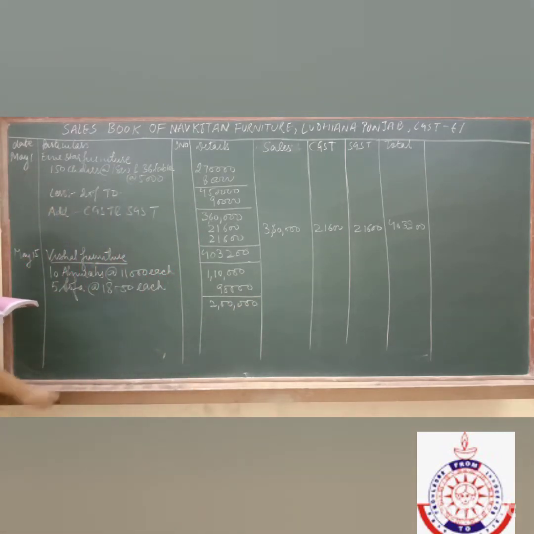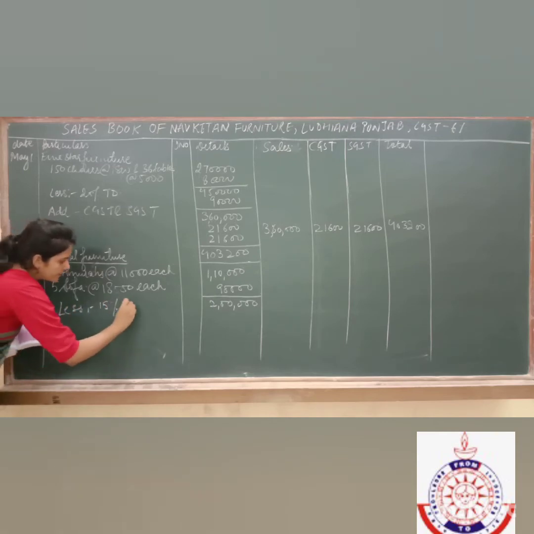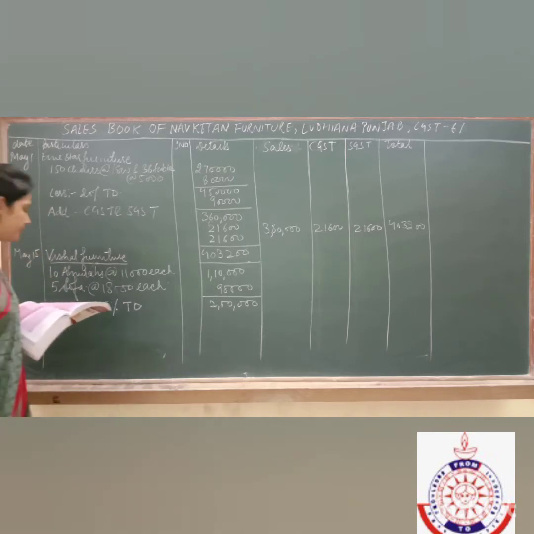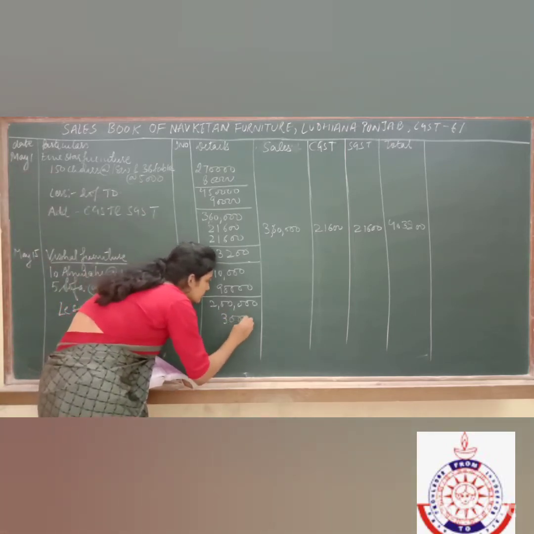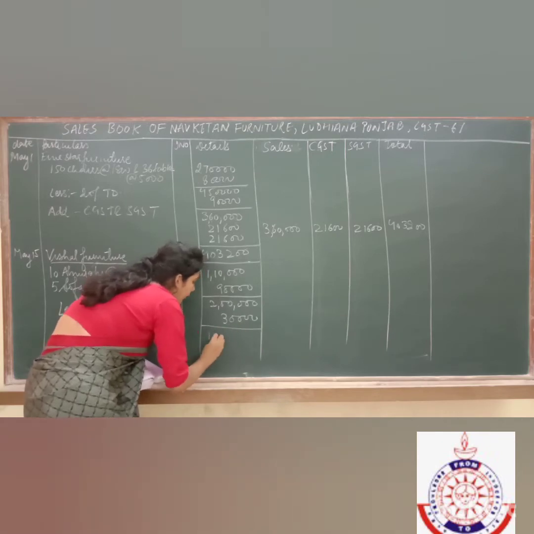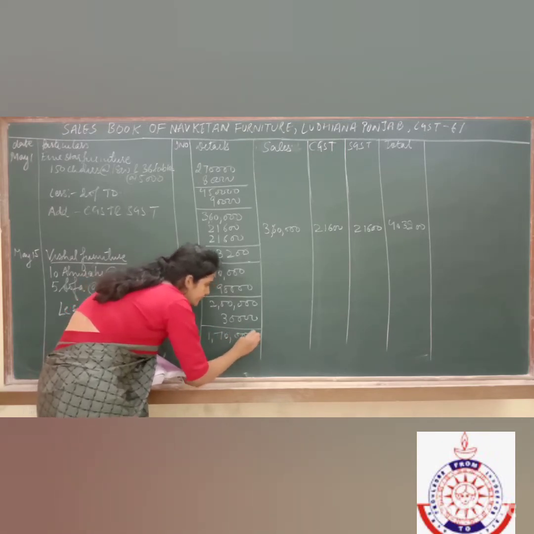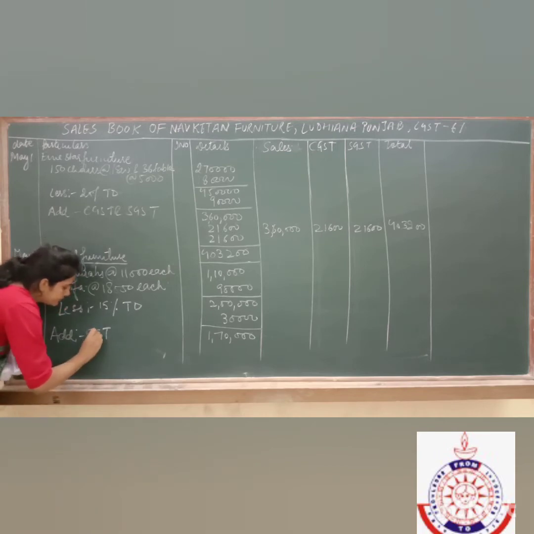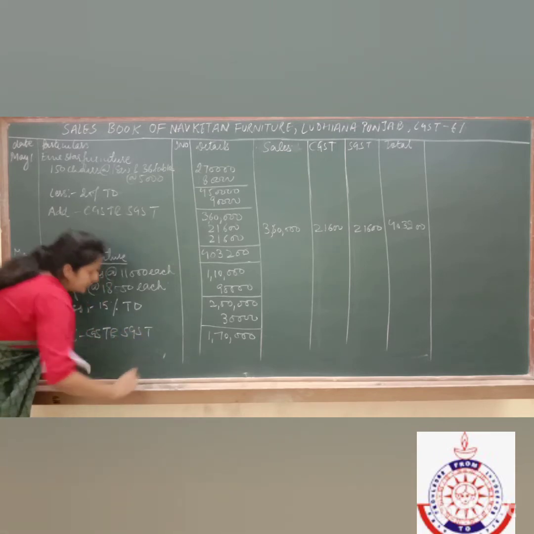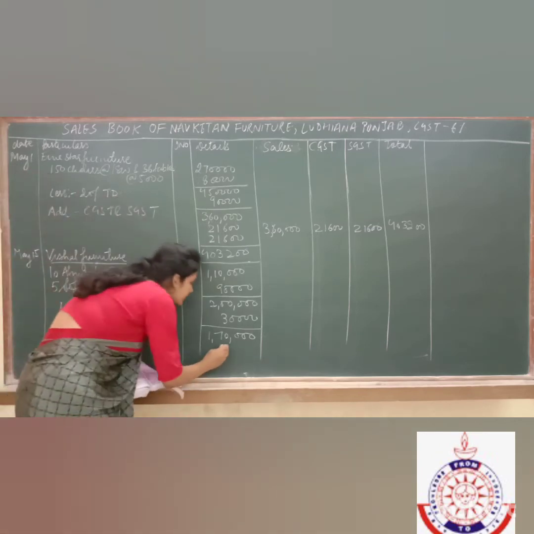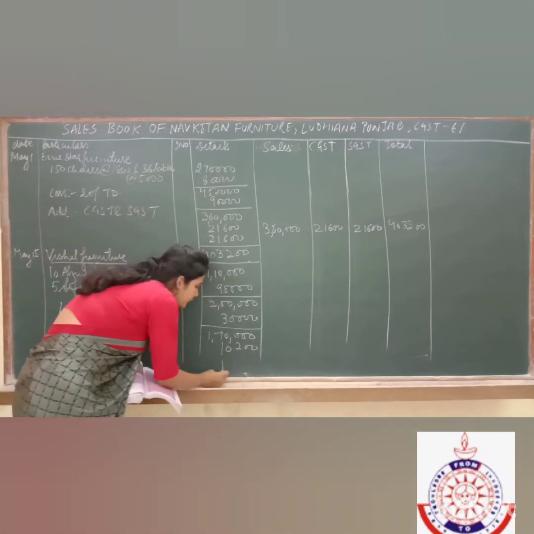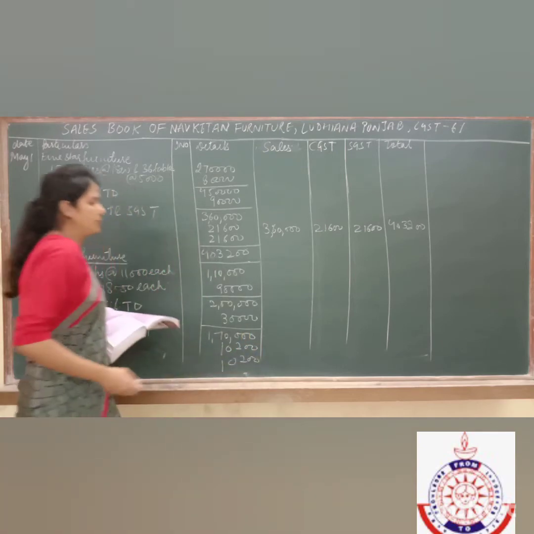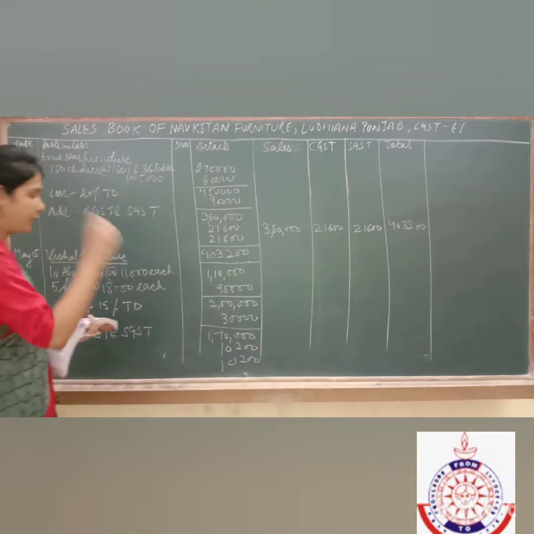Then less trade discount, it is given in the question. Trade discount is 15%. So 15% of 2 lakh is 30,000. It is 1 lakh 70,000. Then we have to charge CGST and SGST. That is 6% each. So it is 10,200, 10,200.